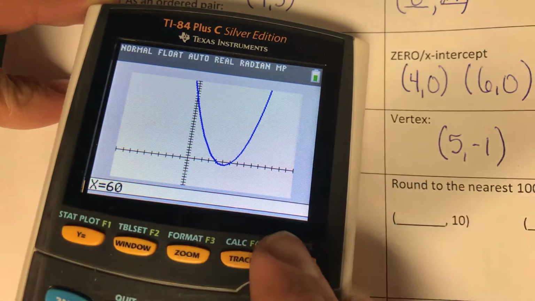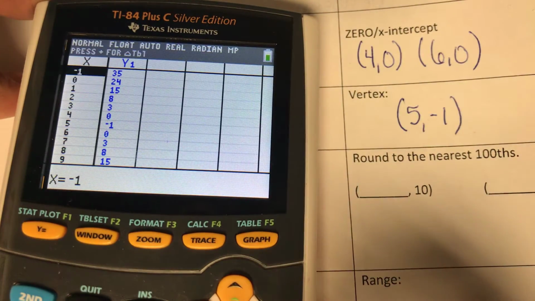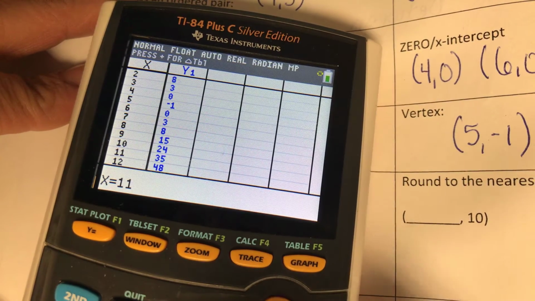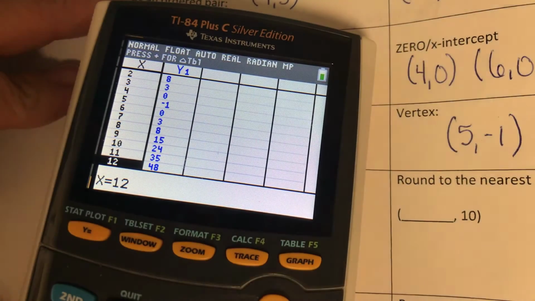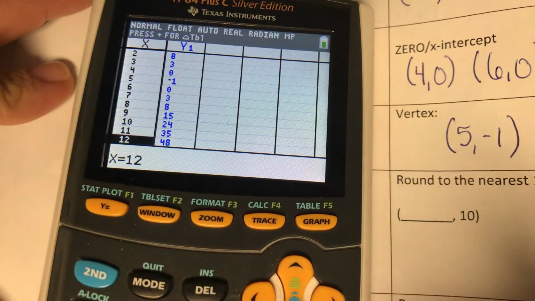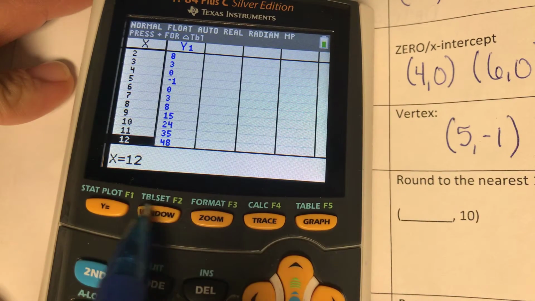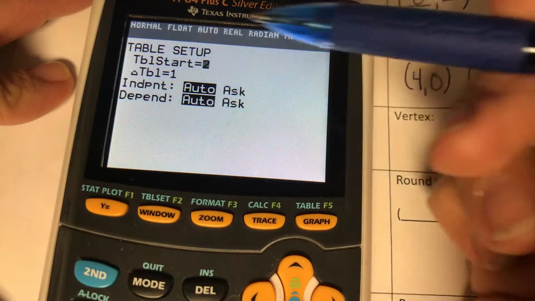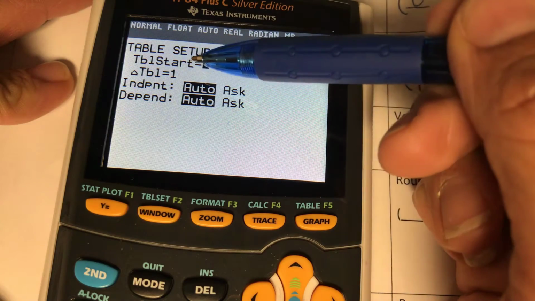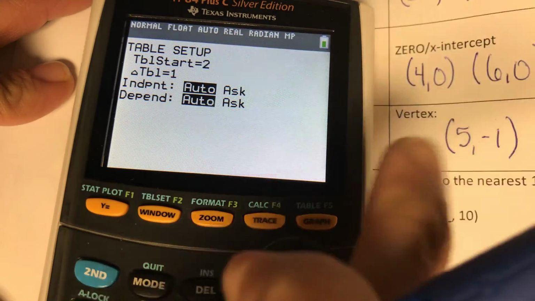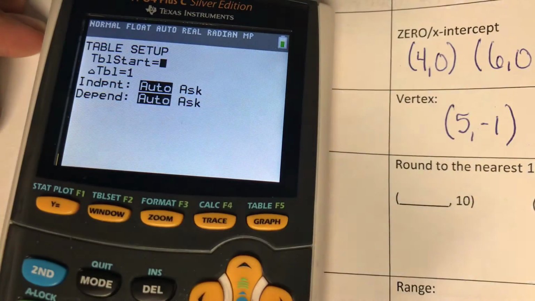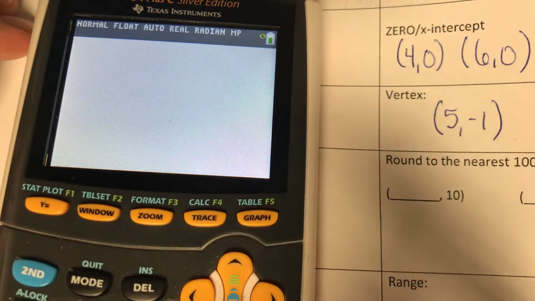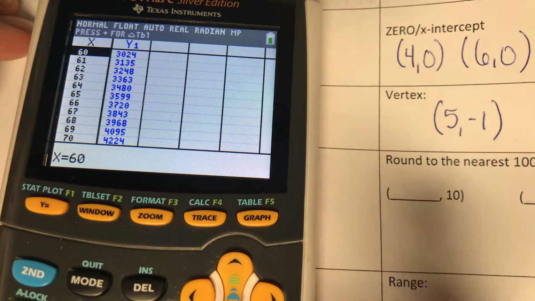So you can go to second graph to get to your table, and boy, scrolling to 60 is going to take a long time, on my calculator anyway. So another thing we talked about in the last chapter is going to the table setup. So I'm going to press second window, and this tells me where I want my table to start. Since I'm looking for 60, let's just have it start at 60. And then I can go back to my table, second graph, and I can see it's 3024.